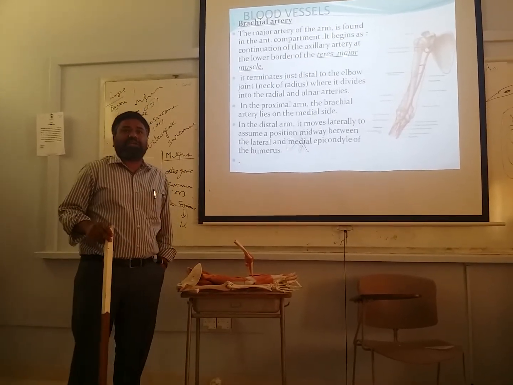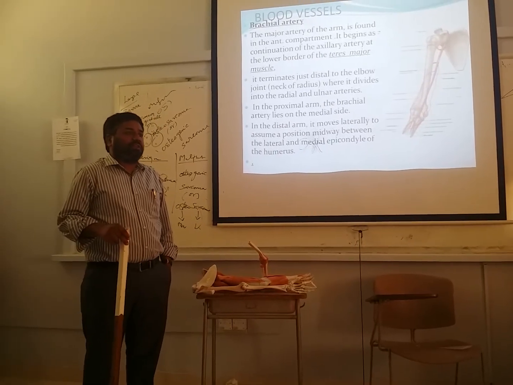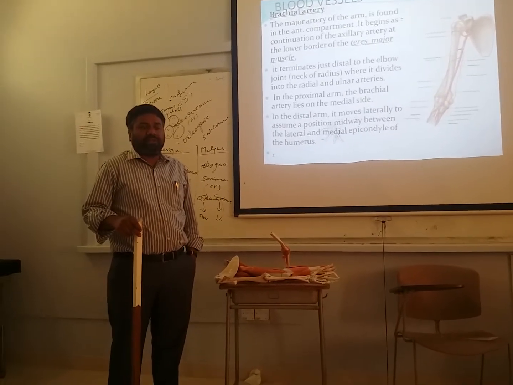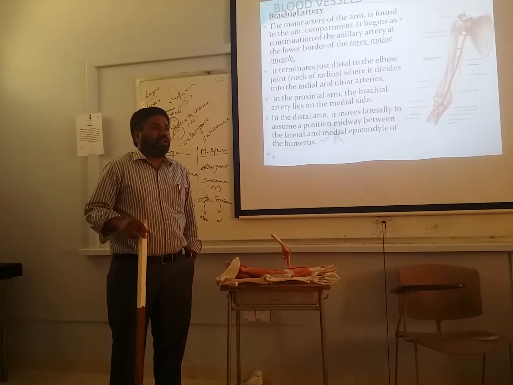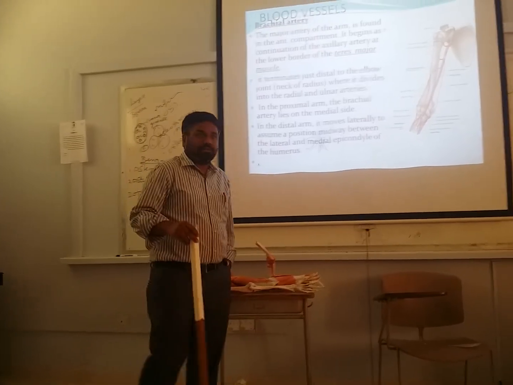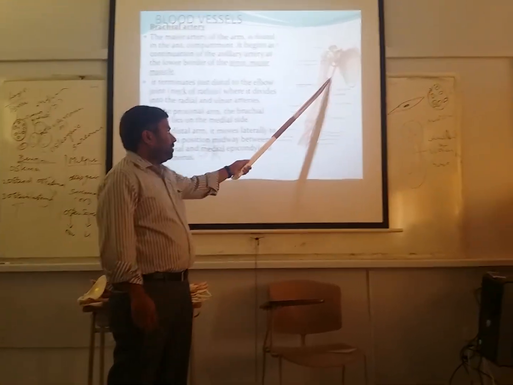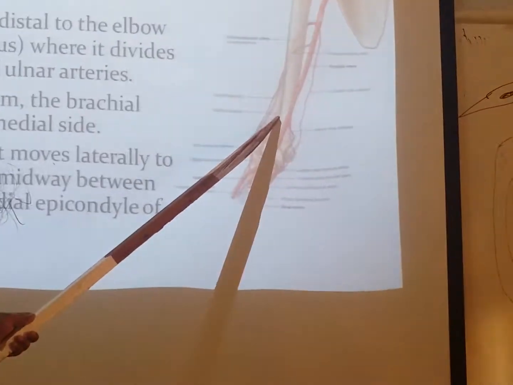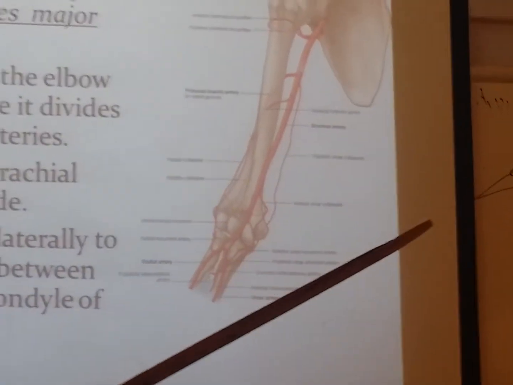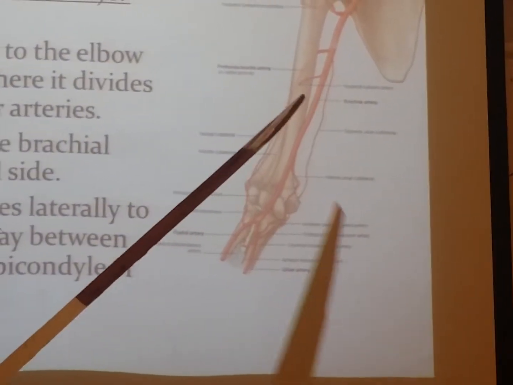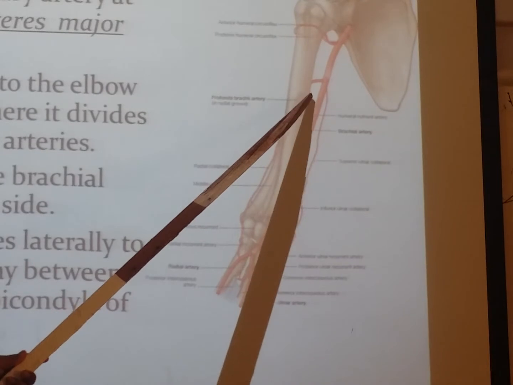How is the termination of the brachial artery? It terminates at the level of the neck of the radius, in front of the elbow, into radial and ulnar arteries. Clear? Okay. So what are the branches of the brachial artery in the arm? It gives one very big branch which runs along with the radial nerve.